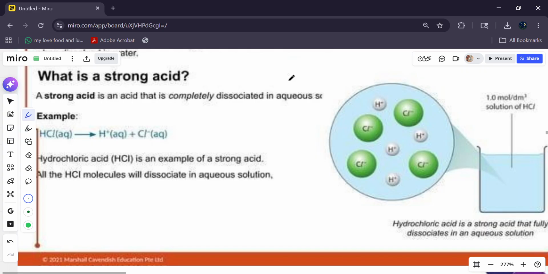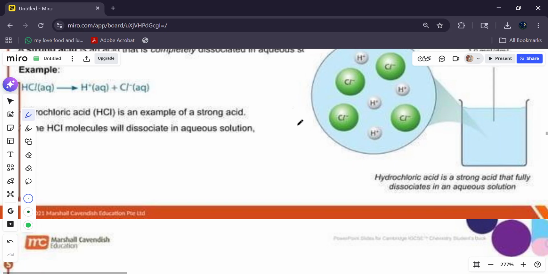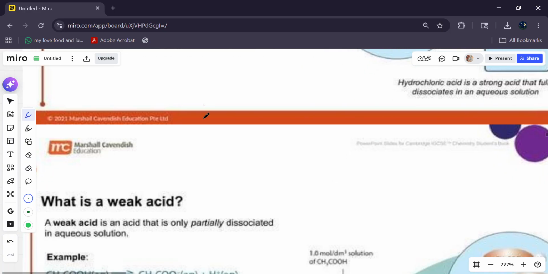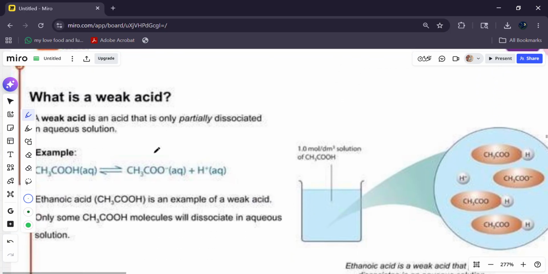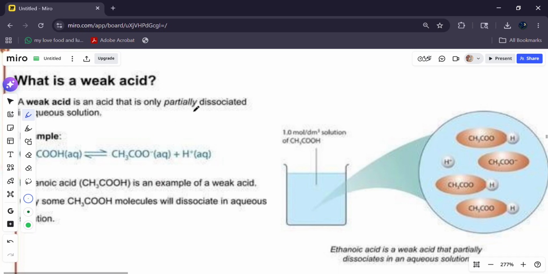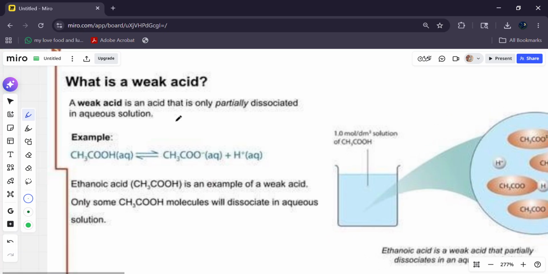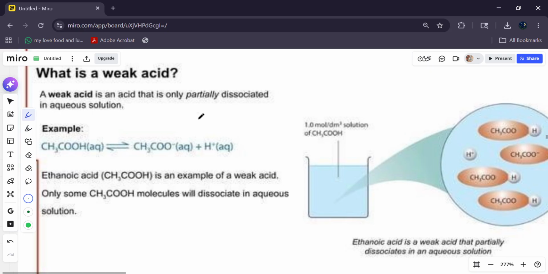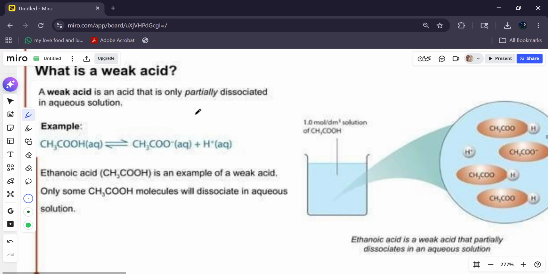So then, knowing this will make us understand that in a weak acid, only some of the molecules are partially dissociated. That means that not all of the molecules dissociate in an aqueous solution. A weak acid is an acid that can only partially dissociate in an aqueous solution. That means ethanoic acid is an example of a weak acid. Only some of its molecules will dissociate in aqueous solution.